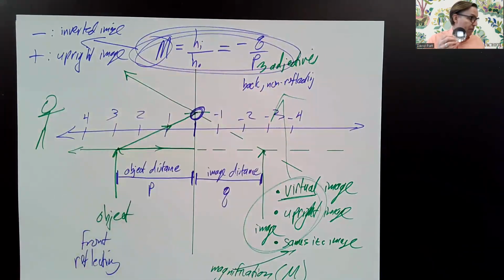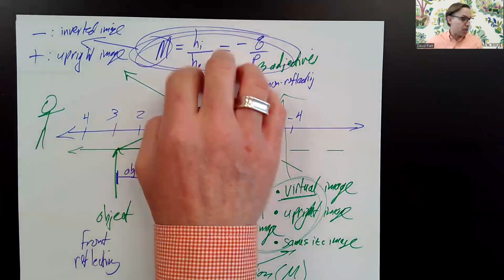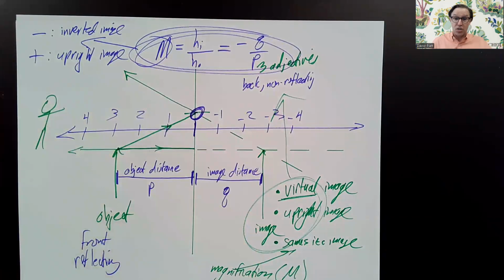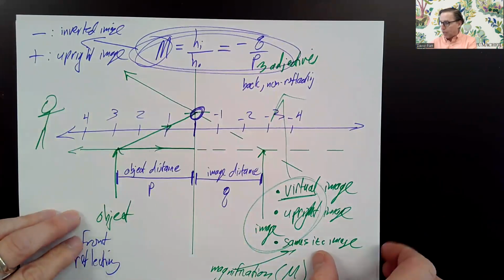It's true for concave mirrors. It's true for convex mirrors. And even later on in the chapter, it's going to be true for lenses as well. So we're going to use this equation over and over and over again. Make sure you have it written down and boxed.